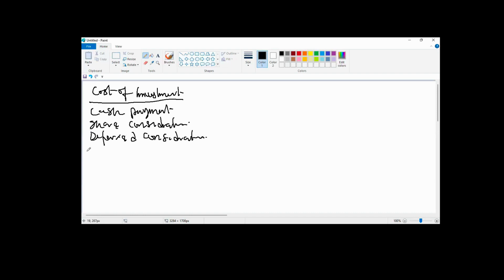Then we also have contingent consideration. The loan notes. We have applied question on cash. Let's take to share consideration. And deferred consideration, apply question on it.